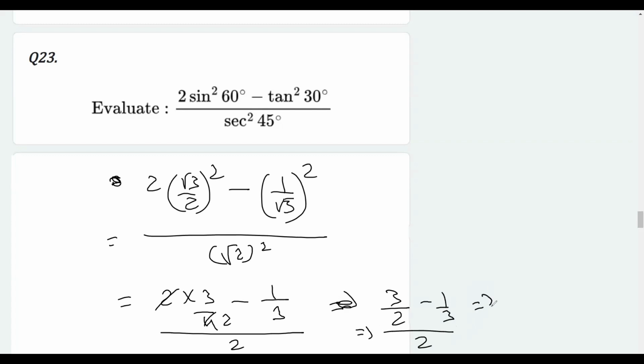Now, if I take LCM here, LCM is going to be 6. This is 9 times, minus 1, 2 times. And dividing by 2 is same as multiplying with its reciprocal. So 9 minus 2 is 7. 7 over 6, that multiplied by 1 over 2, that is 7 over 12. So the answer for this is 7 over 12.